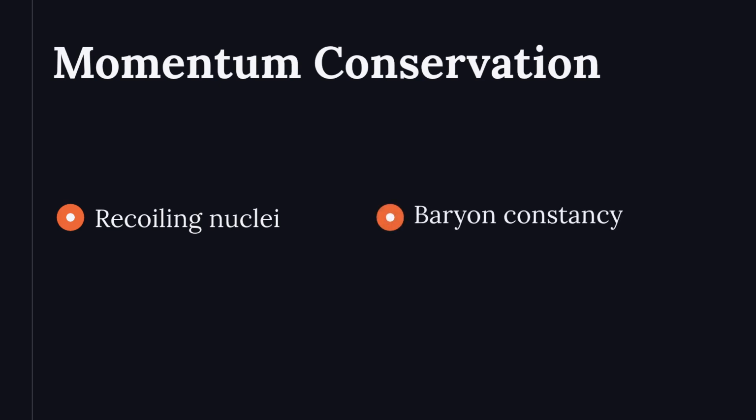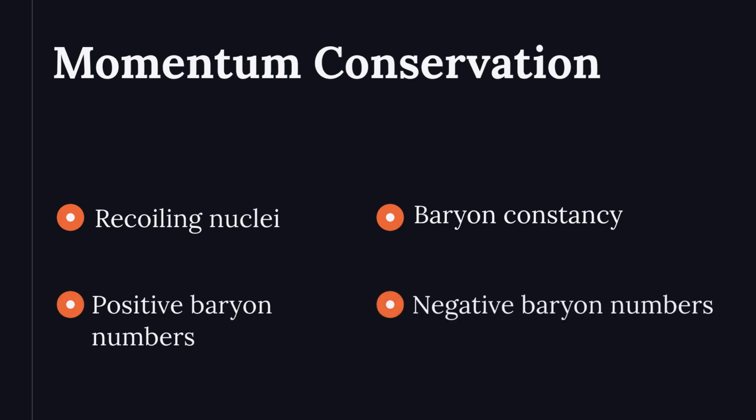Momentum conservation explains phenomena like recoiling nuclei. Baryon number remains constant in interactions. Protons and neutrons have positive baryon numbers. Antibaryons have negative baryon numbers. These rules are pivotal in understanding particle behavior.